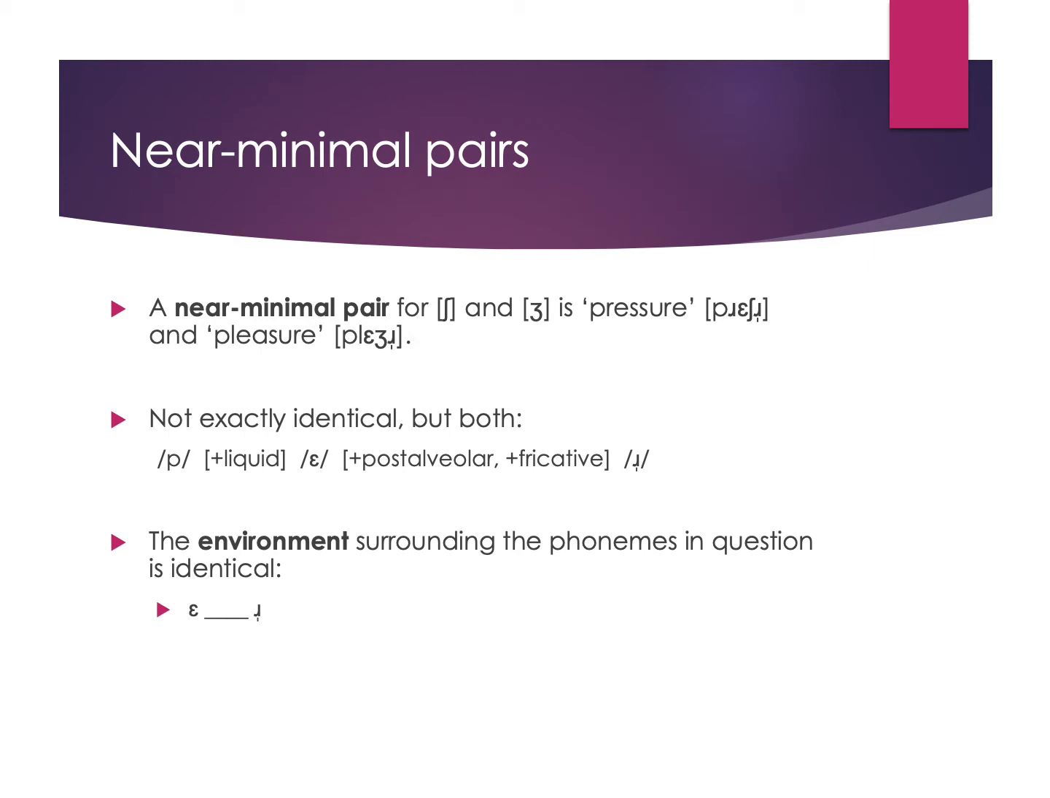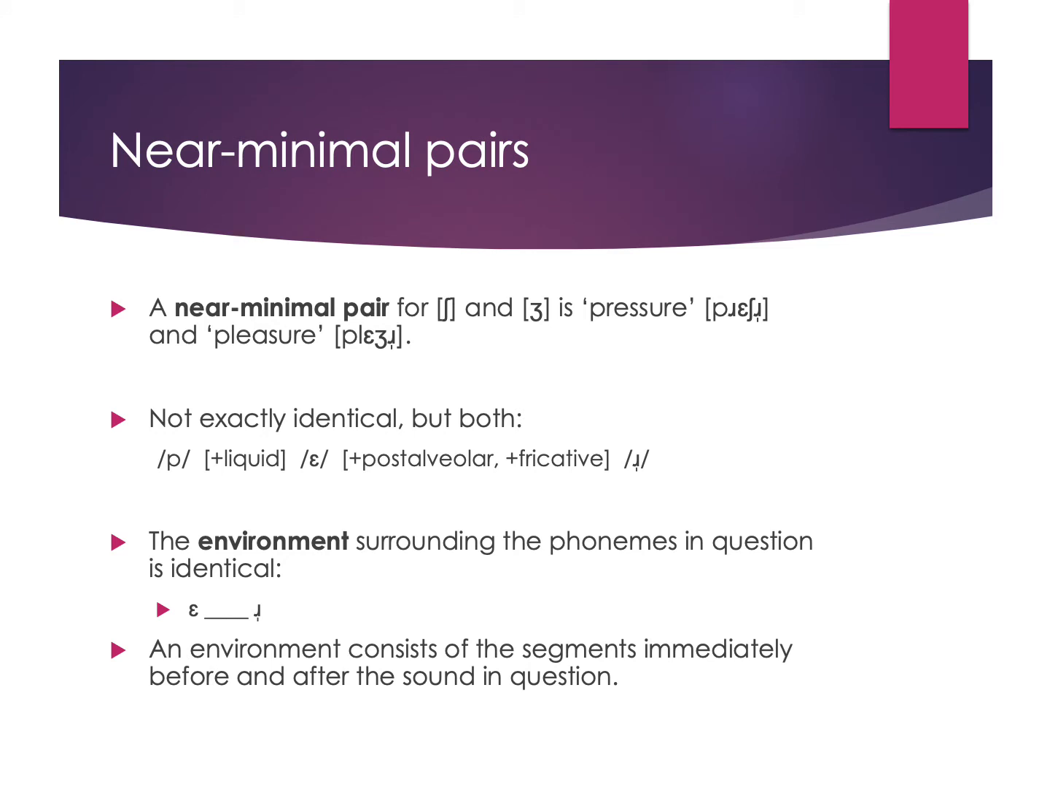And anytime we're looking for an environment, it's always the segment that's immediately before and immediately after whatever sounds we're looking at. So in this case, even though we don't have an exact minimal pair, they're showing up in the same place. We can't predict where it's going to happen. So we know that because they can show up in the same environment, that's similar to a minimal pair, this is also evidence that we have separate phonemes.